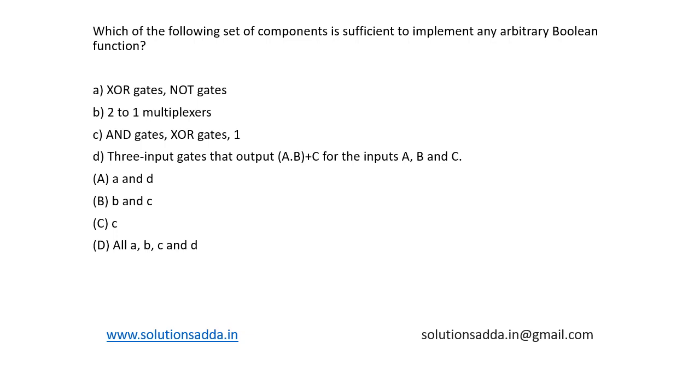Let's see each option. Option A is XOR plus NOT gate. XOR and NOT gates can only make XOR and XNOR. So it is not functionally complete. We can make A XOR A bar equal to 1 and A XOR A equal to 0 using this. So this is not functionally complete. A cannot be the answer.